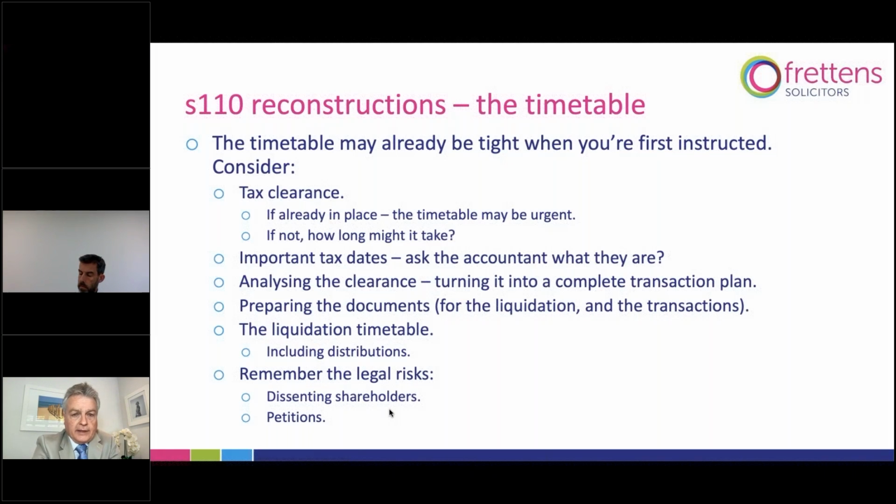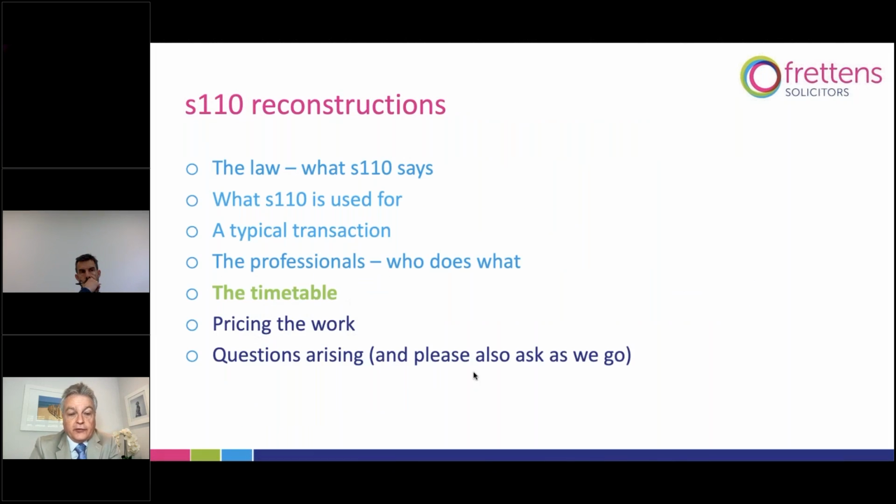And in considering the timetable, don't forget there are also these legal risks. Those of dissenting shareholders, for which you may have to allow 7 days, and the risk of a winding up petition, which should not be a risk if the transaction has been planned sensibly with a new company being interposed into the group.